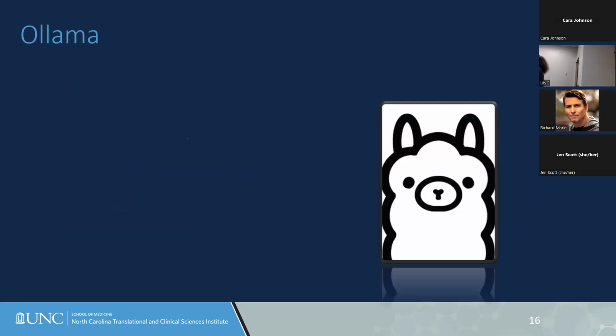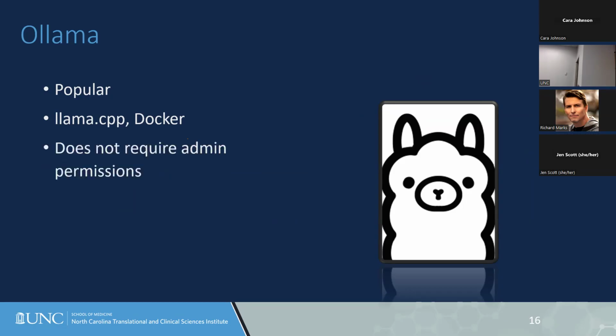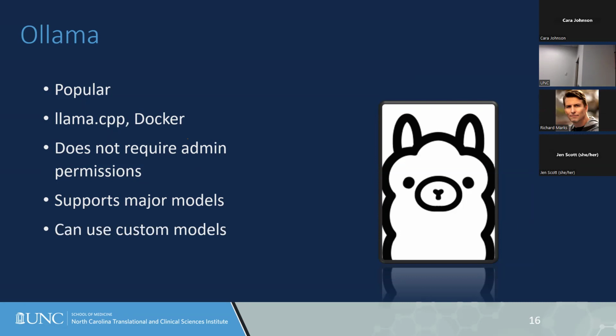Speaking of Ollama, let's talk about Ollama. That's the one that I demonstrated. This is quite popular. It relies on the Llama C++ library, and it uses Docker under the hood. Installation does not require admin permissions. I did not ask IT to install Llama on this Podium computer. I just went and did it. It installs on a basic user level. It doesn't need admin permissions at all on Windows to install. It supports pretty much all the major models out of the box. You can also use custom models that you downloaded.